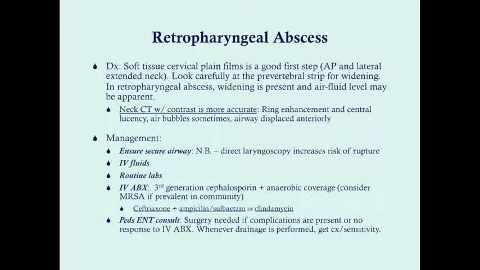So for diagnosis, you'll probably start with a soft tissue cervical plain film. And the reason is that without going straight to CT, this will help you rule out some of those things on your differential. You want to get AP and lateral views, and when you get the lateral view, what you'll want to do is have the patient extend their neck. And that will make it easier to visualize the entire retropharyngeal and parapharyngeal spaces.